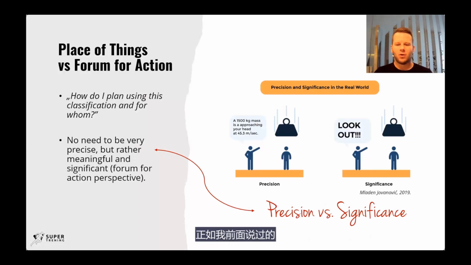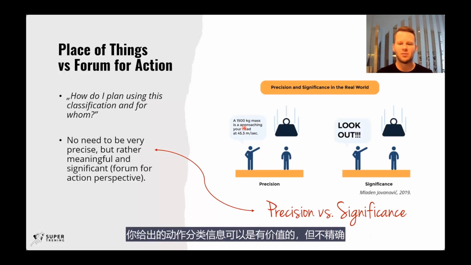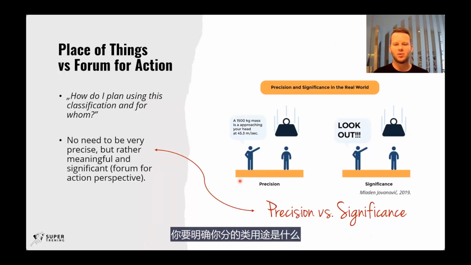As we said before, or this is maybe a bit more obvious example of the precision versus significance conundrum, which just means that you need to be, in this case, significant. You don't have to be exactly precise in your classification of the exercises. You need to be significant, understandable, and simple. So basically you need to know what you are going to do with a certain exercise or a certain class of exercises that you have, how you plan to use them, and for whom. This is the only question you need to ask yourself.